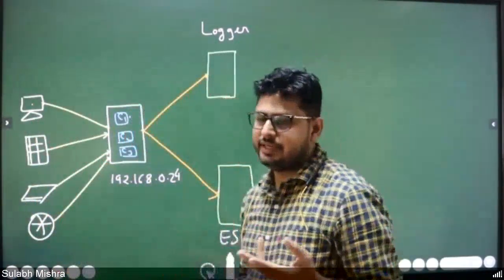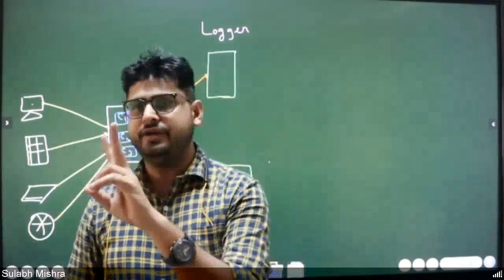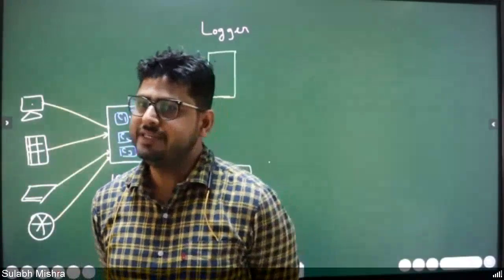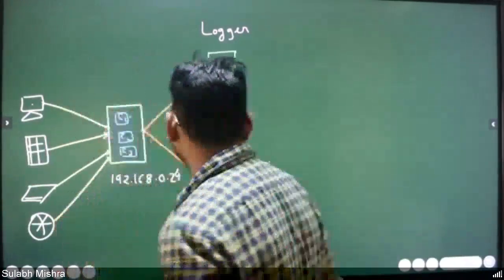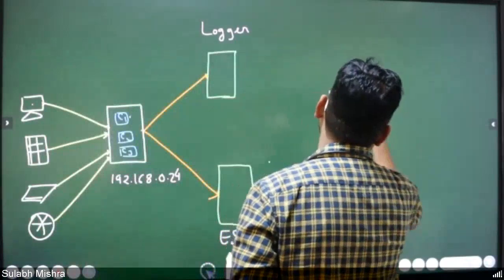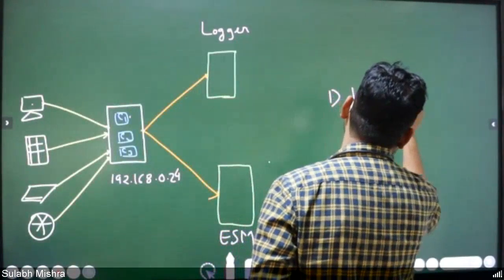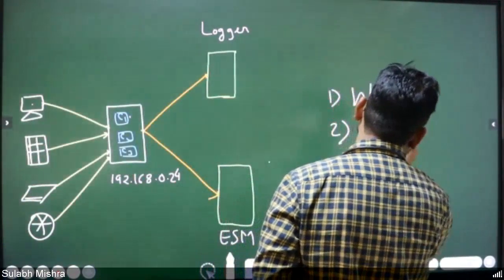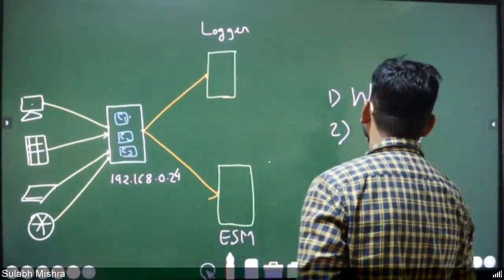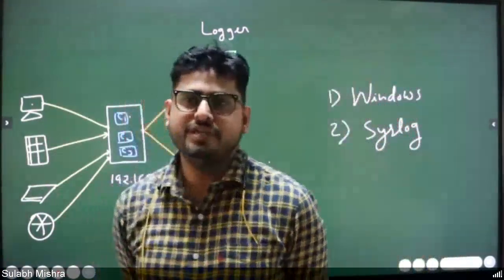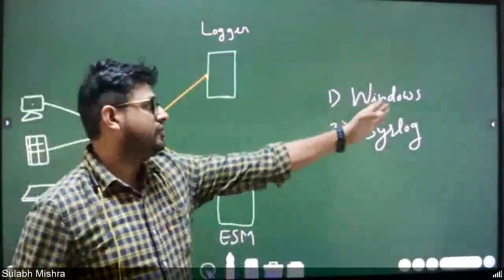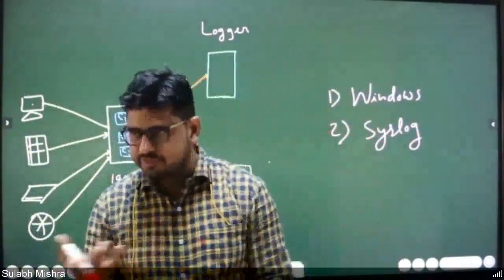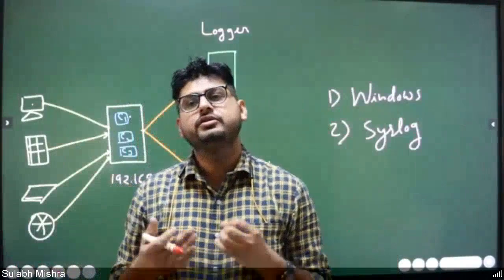Now we understand that majorly you see two kinds of logs. Devices will majorly support two types of log format: one is Windows, the second is syslog, right? Windows servers and systems support the Windows log format, and Linux, Unix, iOS, or the devices which are hosted on these platforms will support syslog.